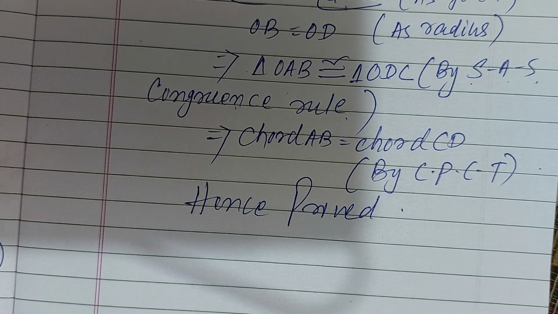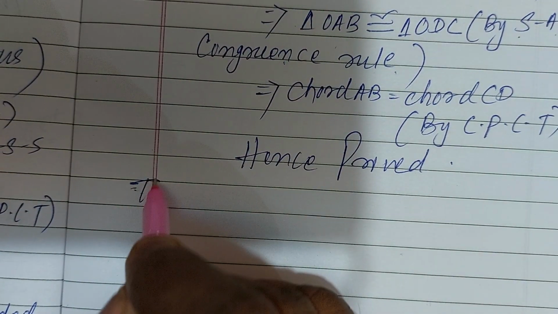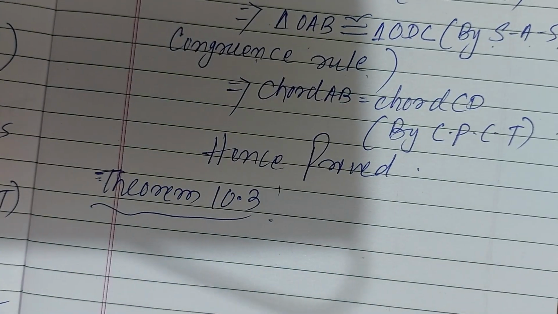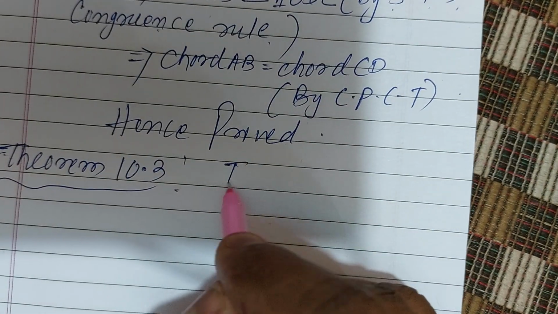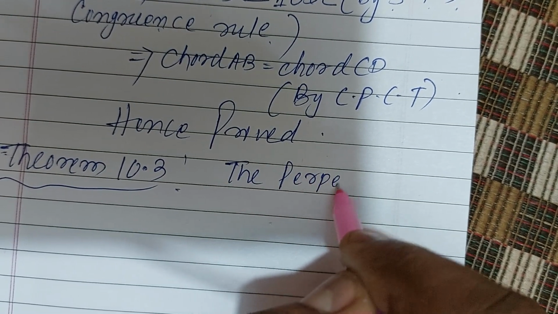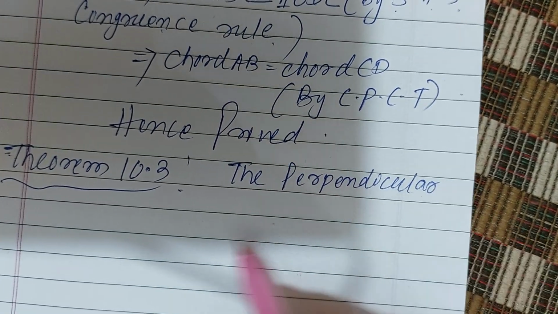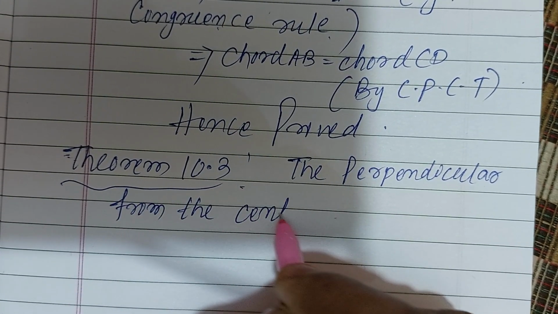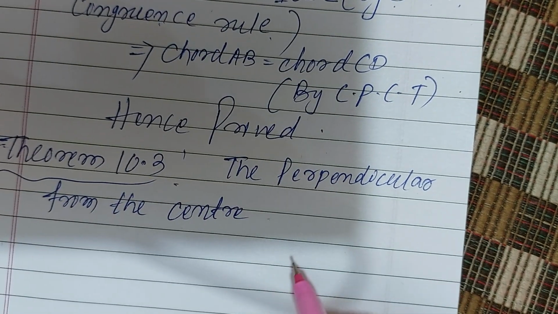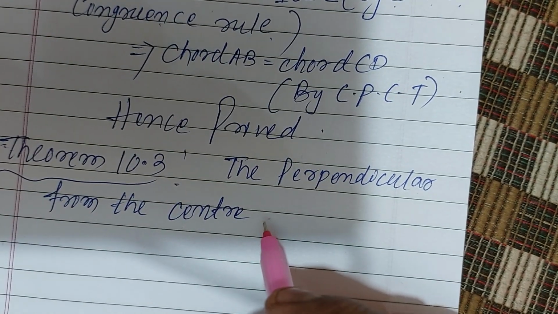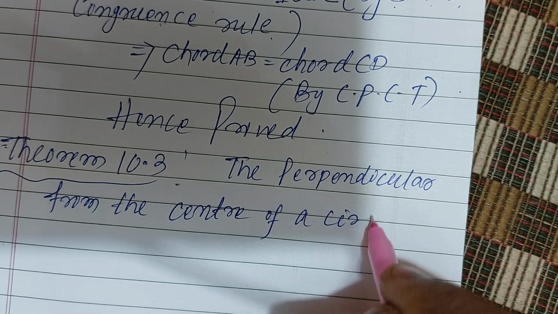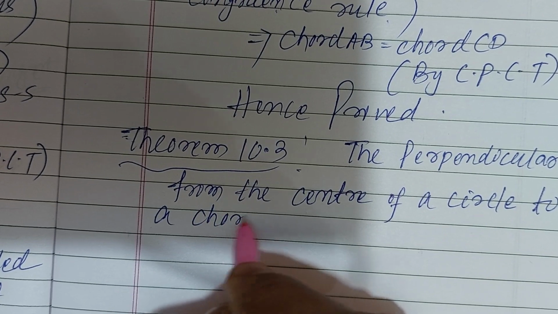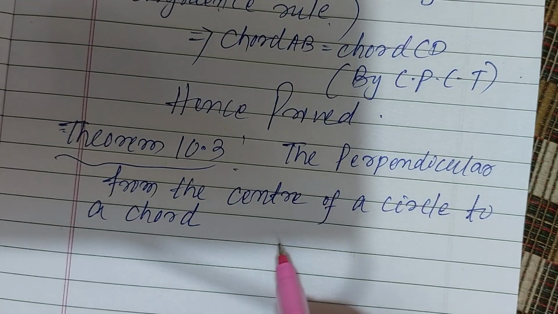Let me explain the next theorem. Theorem 10.3. What is the theme of the theorem? The perpendicular from the center of a circle to a chord bisects the chord.